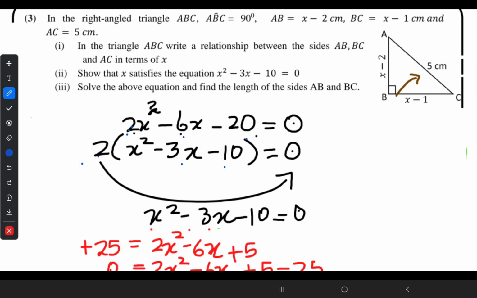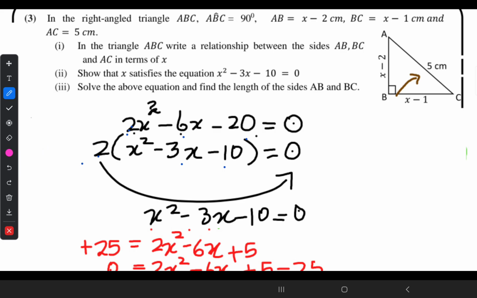So when you bring the common factor 2 to the next side as a divisor, 0 divided by 2 would be 0 again. That means 0 divided by any value will give you 0. So x cube minus 3x minus 10 equals 0.